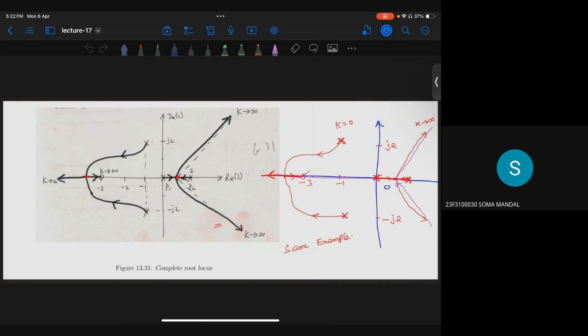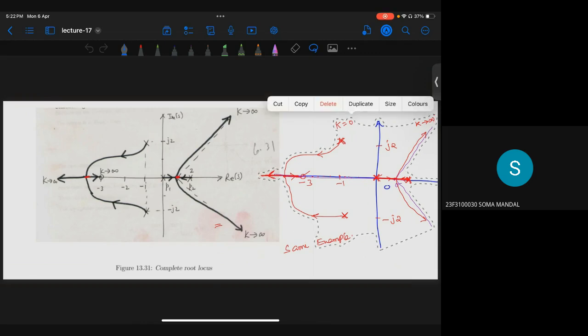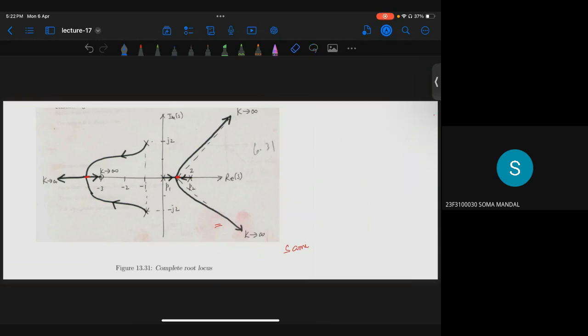Okay, let me draw it if you are having doubt. I'll draw it again here. If you're having any doubt, you can ask me. So we have poles at 0, 2, -1 plus j2, and -1 minus j2. This is -1, 0, 2. And we have a zero at 3. This is plus j2. This is minus j2. Is this step clear? Any doubt?